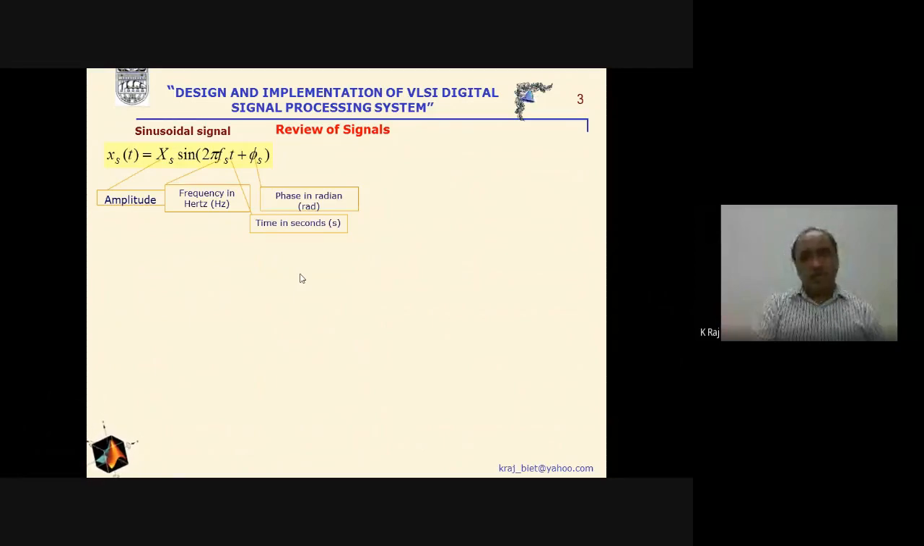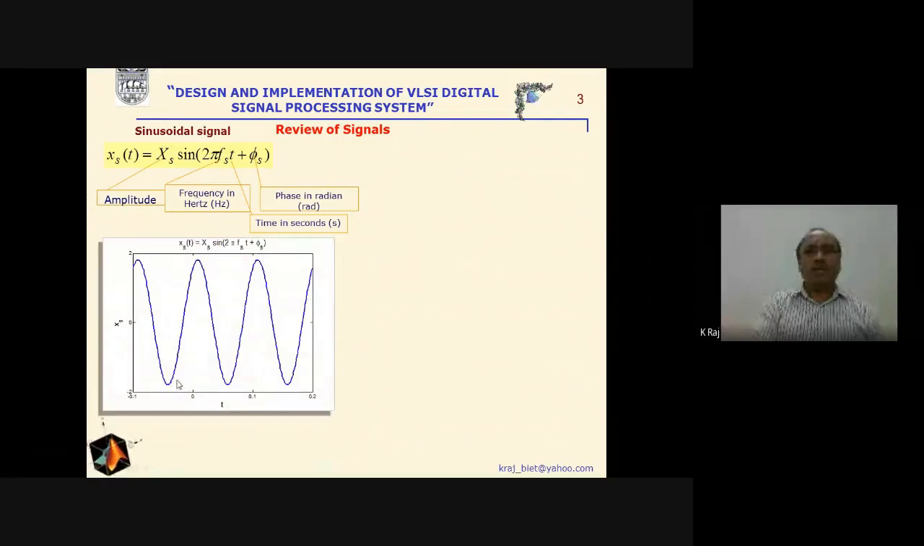Hence this mathematical equation represents the sinusoidal signal or the sinusoidal function, and graphically this can be represented in this manner: whatever is the x_s, the magnitude of this one, it is a function of t, and it is changing in the fashion of a sinusoidal function with a phase of phi_s radians. So x_s(t) is represented as capital X_s sin(2 pi f_s t + phi_s).